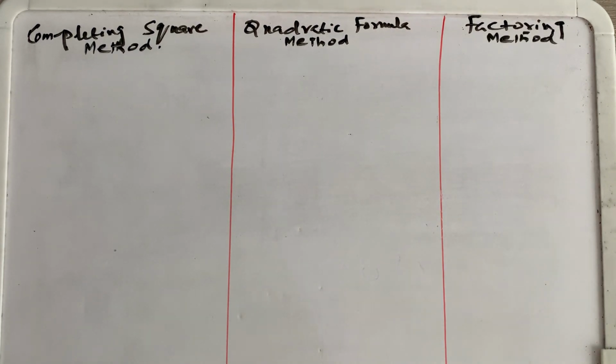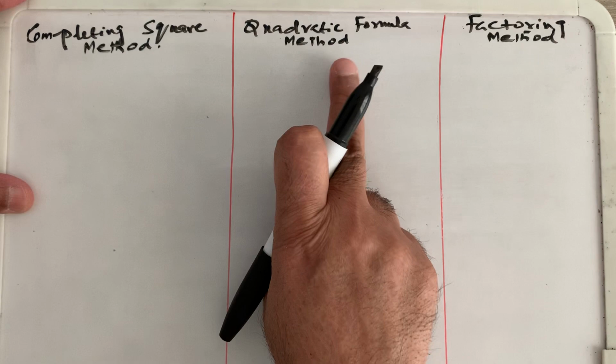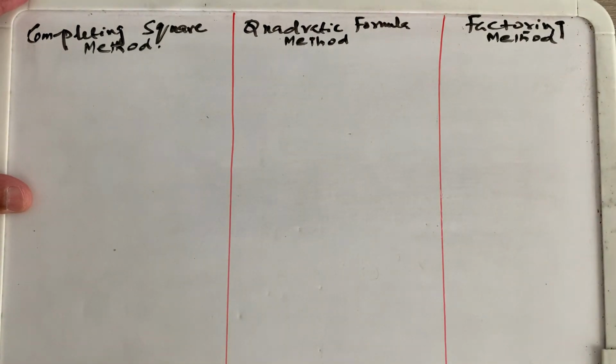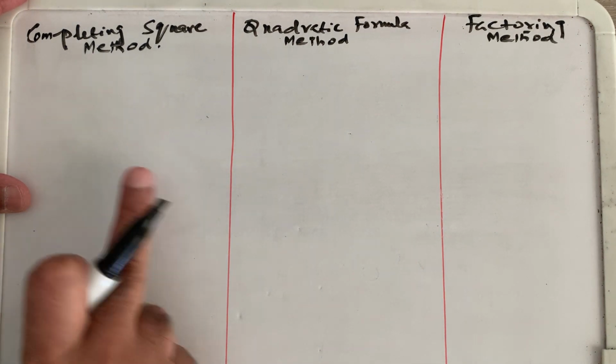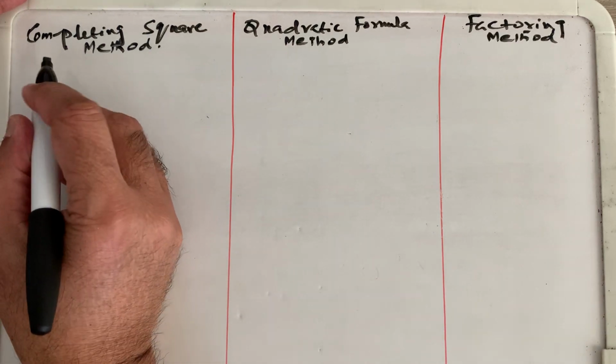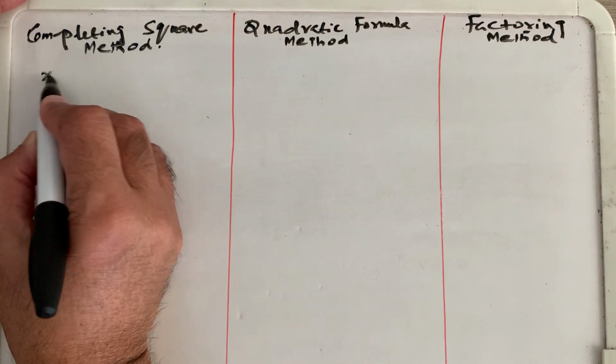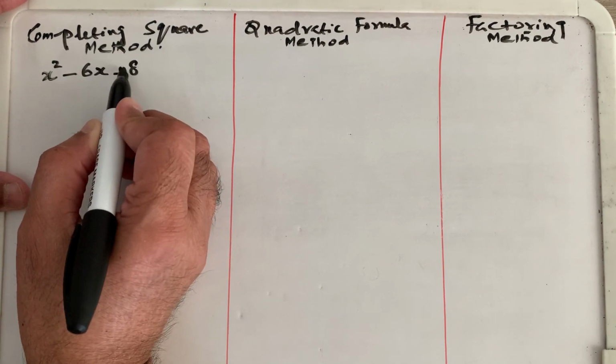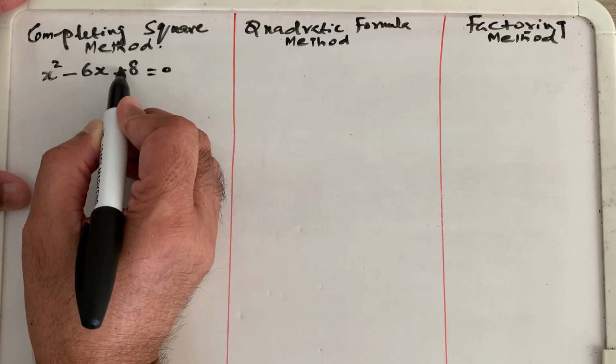Today we will be continuing our topic for quadratic equations and their solution. We have learned that we can solve a quadratic equation by three methods: completing the square method, quadratic formula method, and factoring method. Today we will take one quadratic equation and solve it with all three methods. So let's take an example: x square minus 6x plus 8 is equal to 0, right?